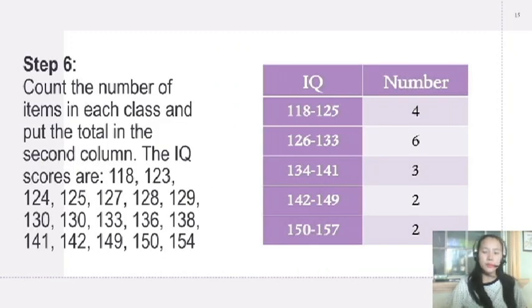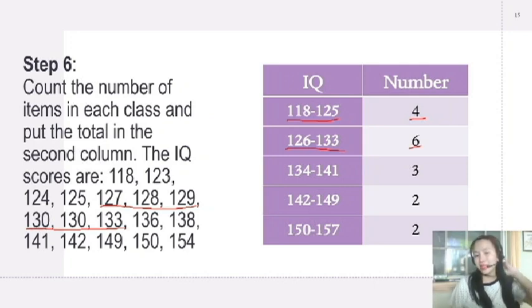In step 6, you will now count the number of items per class. Then you put the total in the second column. In this interval, 118 to 125, we have 4 numbers that are included, which are 118, 123, 124, and 125. Now for 126 to 133, we have 6 items. We have 127 up until 133. That makes it 6.